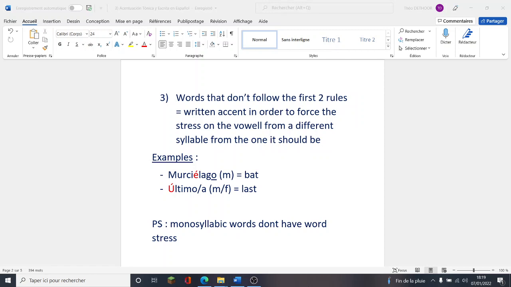And it's the same case with the second example I've chosen, which is último. If you don't put any accent above the U, the letter that should be stressed is the I, and the I is not the letter stressed in this case, it's the U. And in order to be stressed, the U needs an accent above it, because otherwise you will pronounce it with the stress on the I, and we don't want to pronounce it that way. In Spanish, the word is pronounced último or última, and it's masculine or feminine and means last, as a noun, obviously.